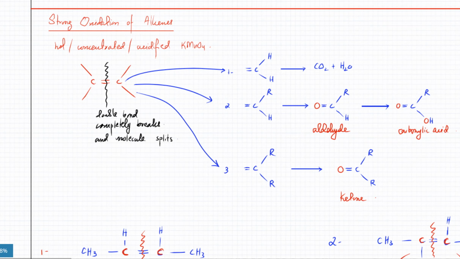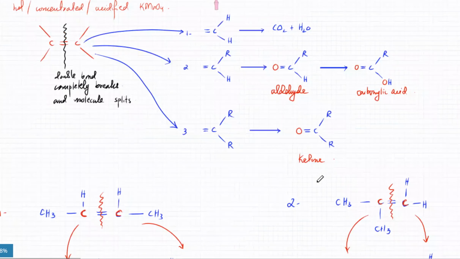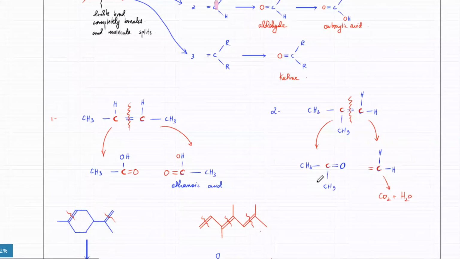It will split into two pieces, and you would have three different scenarios. If the double bonded carbon atom had two hydrogens, it will turn into carbon dioxide. If it had one carbon chain, it will turn into a carboxylic acid. If it had two carbon chains, it's going to turn into a ketone. So there were three scenarios, and this was an example of that.